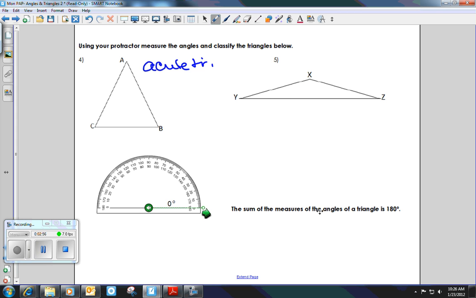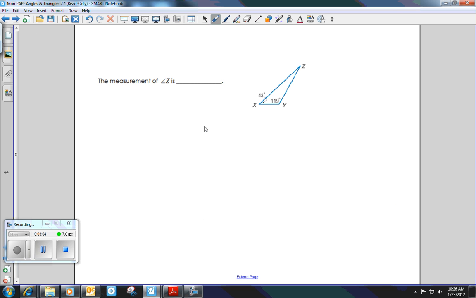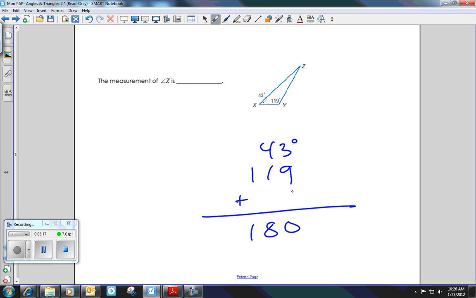Remember that the sum of the measures of angles in a triangle is 180 degrees. So if you add up all the angles in a triangle, you should get 180 degrees. Therefore, if x is 43 degrees and y is 119 degrees, what will z be? Well, if we add them all up, they should add up to 180. So we need to find out what this is going to be here. 43 and 119 is 162 degrees. So if I subtract that from 180, z should be 18 degrees. Okay?